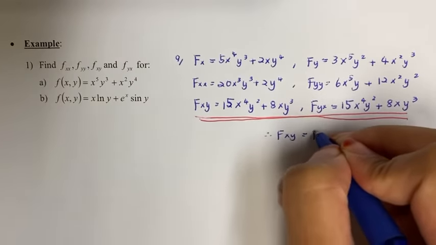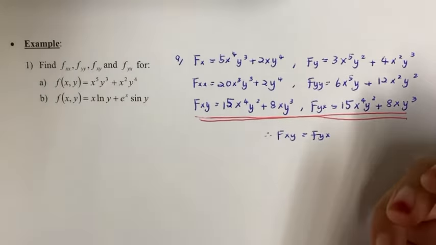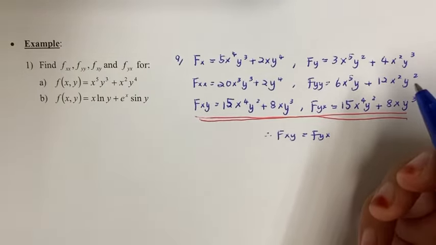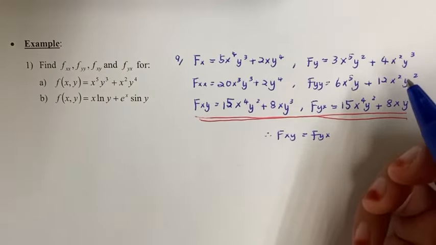f_xy is equal to f_yx. Okay, so this is the proof for Euler's theorem from before.